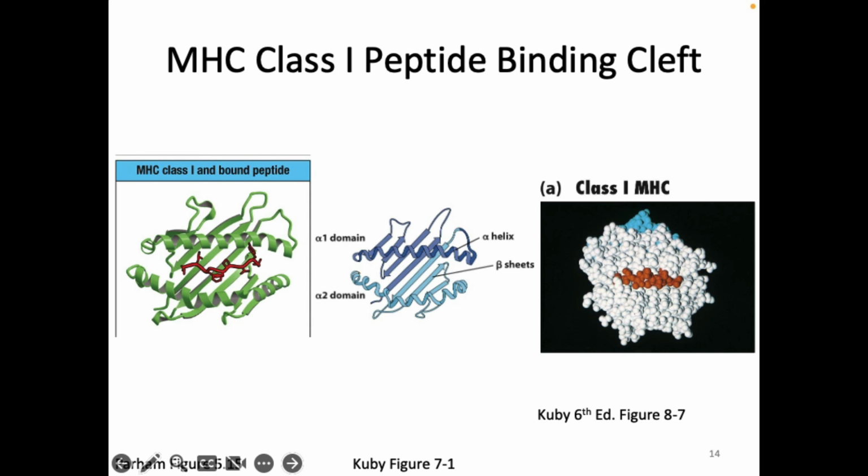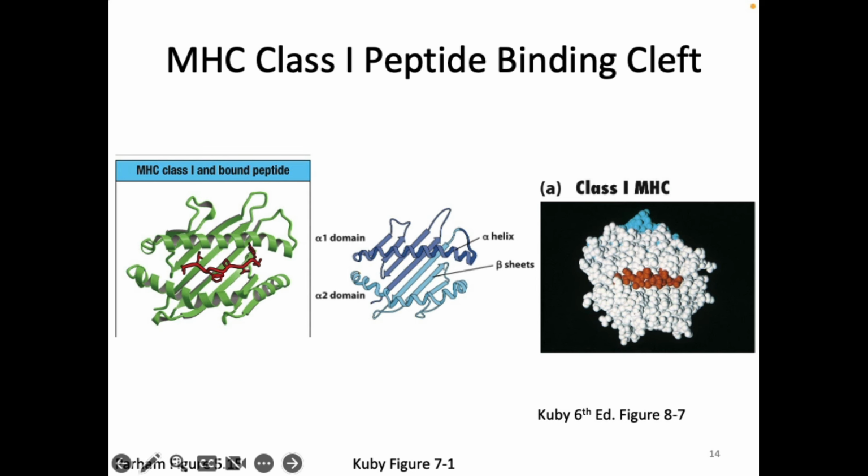And I really like this image. This is a space filling model of the atoms, kind of like what it would look like as a surface. The white is the alpha protein, the heavy chain, and the orange is the peptide. The blue is the beta chain. So you can see it's really one big surface of alpha 1 and alpha 2 coming together with the peptide.